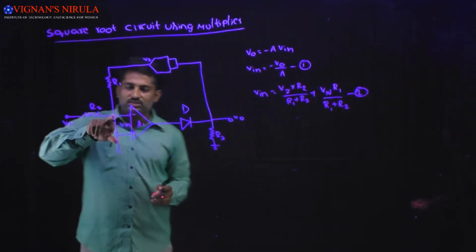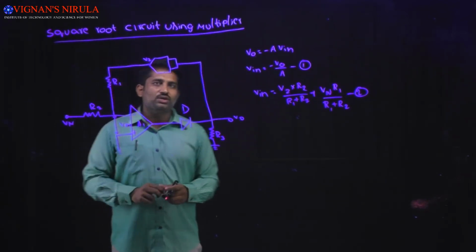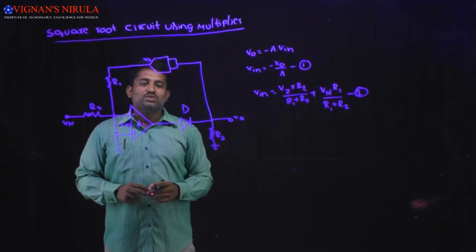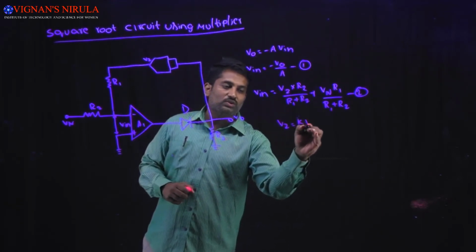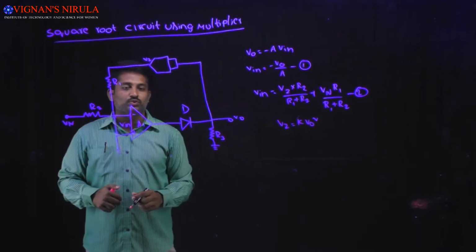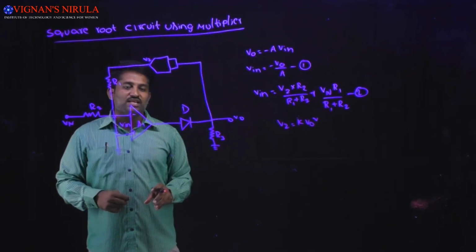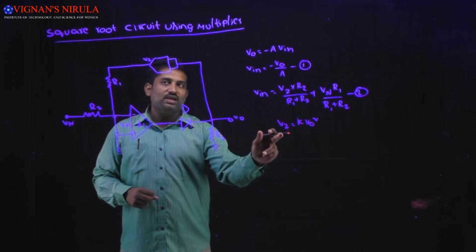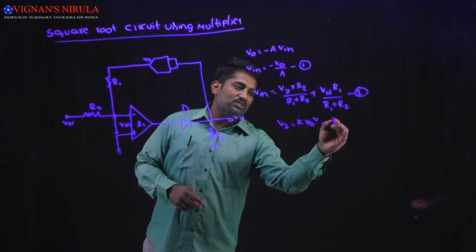So Vin is generated because of Vn and Vz, and the Vz output occurs because of the squaring multiplier circuit. So Vz will be equal to K into V naught square. Here the output voltage is applied as the input of the multiplier circuit. The multiplier is used as a squaring circuit, so both inputs are connected together. That's why I am writing Vz equal to K into V naught square. Take it as equation number 3.